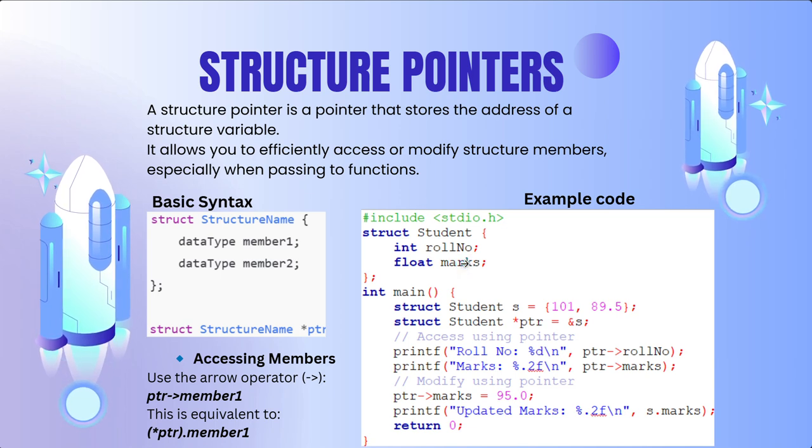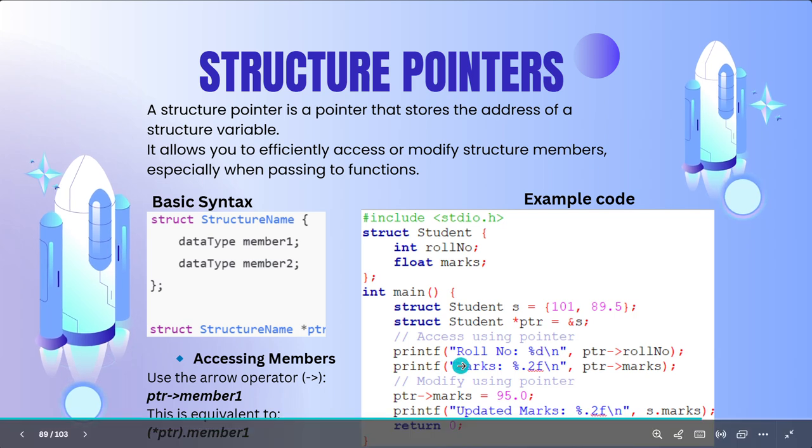Inside a student structure, we have created roll number and marks, and then inside main we have declared this and initialized the roll number and marks. Again, here this is a structure pointer. We have created pointer ptr, which is taking the address of s. So this pointer ptr is storing the address of s. Okay, this is pointing to this.